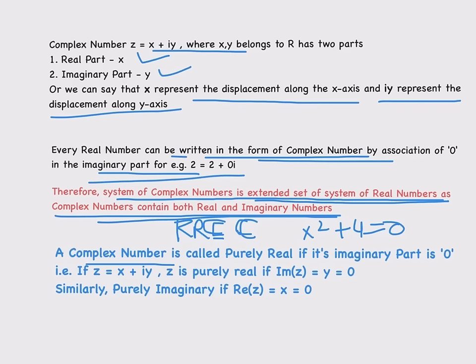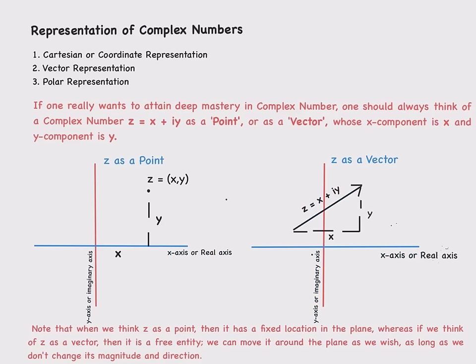A complex number is called purely real if its imaginary part is 0, that is, if z is equal to x plus iy, z is purely real if imaginary part of z, which is y, is equal to 0. Similarly, it is purely imaginary if the real part of z, that is x, is equal to 0. Representation of complex numbers: there are three types of representation: Cartesian or coordinate representation, vector representation, and polar representation.